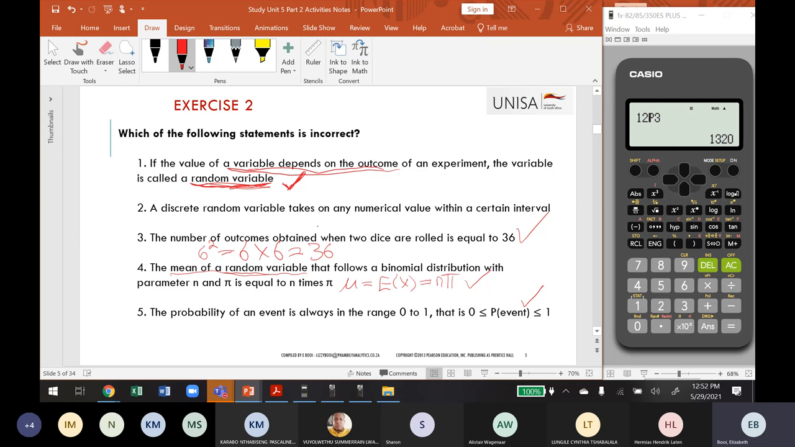Number two, a discrete random variable takes on any numerical value within a certain interval. Here we're talking about a discrete random variable. Is that statement correct or incorrect? Just to help you, because it's the only one that is incorrect in this instance. A discrete random variable takes any value, but not from an interval, but of an integer.